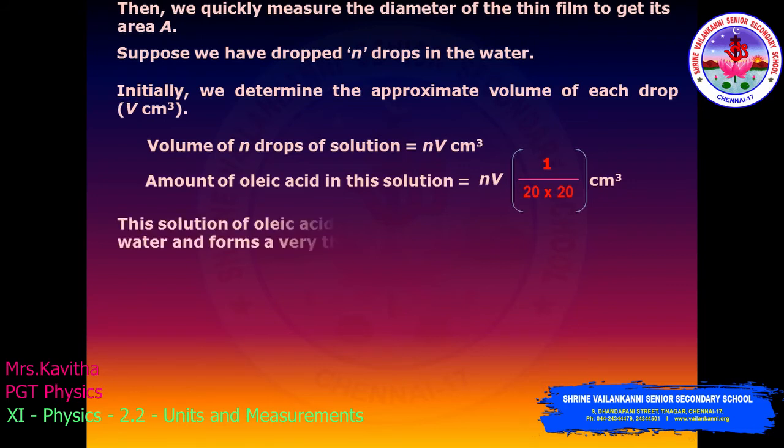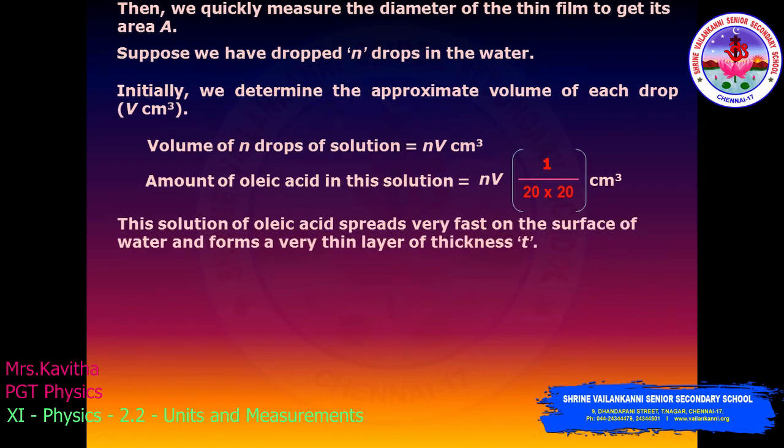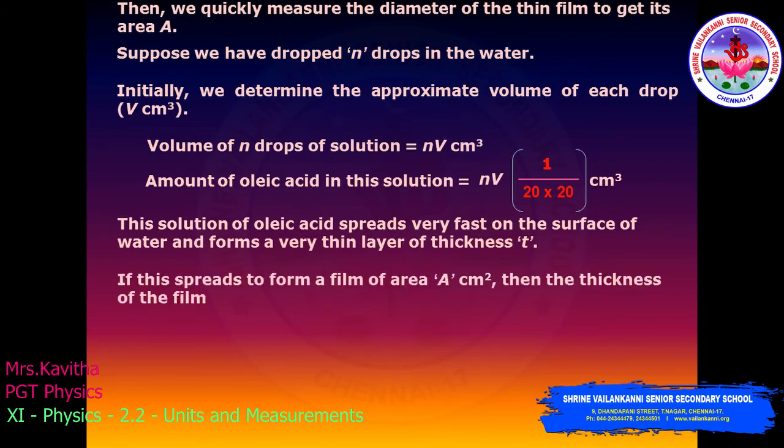20 centimeter cube. So this solution of oleic acid spreads very fast on the surface of water and forms a very thin layer. If it spreads to form a film of area A, then what is the thickness of the film formula? Volume of the oil drop divided by area of the film.